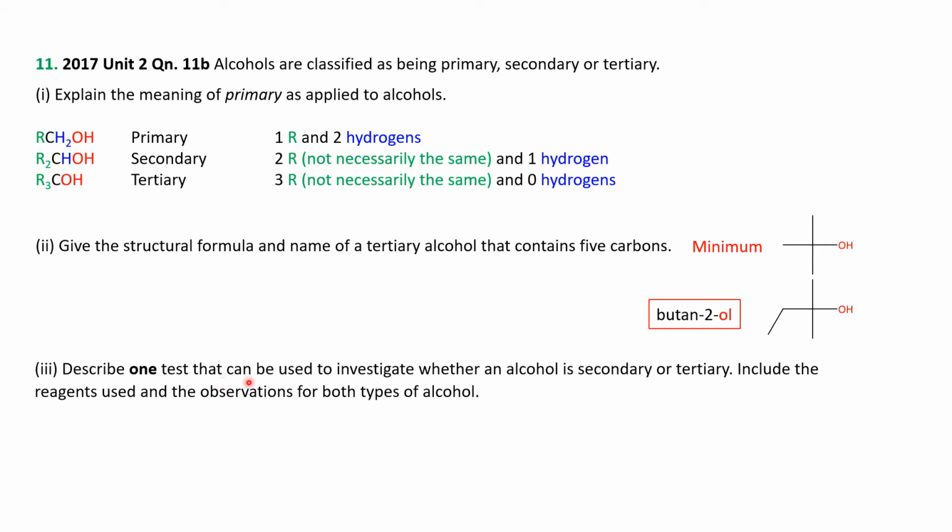One test that will investigate whether an alcohol is secondary or tertiary, include the reagents used. Well, the big one is that primary and secondary alcohols can be oxidized. Tertiary can't be under normal conditions. And if you use really forcing extreme conditions, then you smash the molecule up. So in order to distinguish whether it's secondary or tertiary, try to oxidize it.